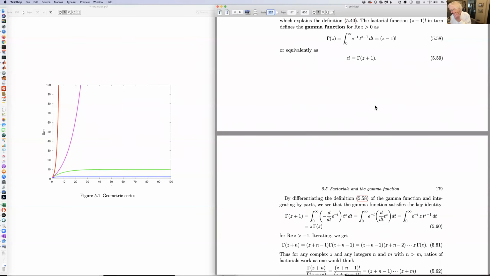Now, here is something interesting that's an example of what you'll come to understand as analytic continuation.